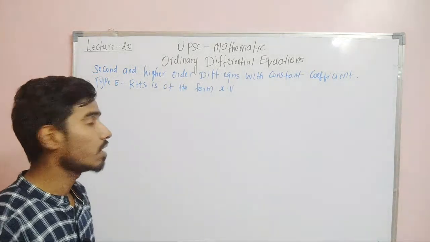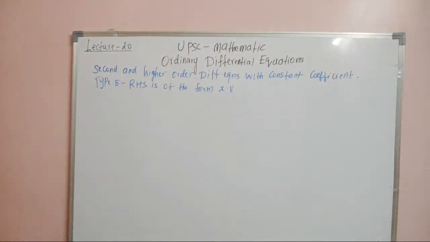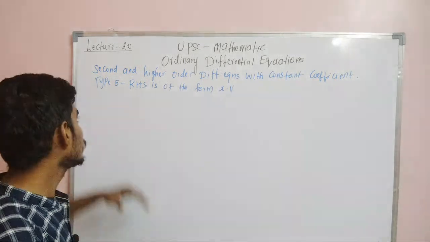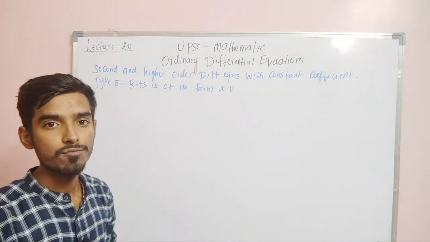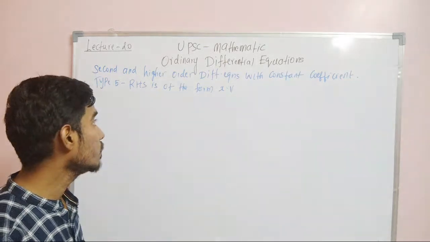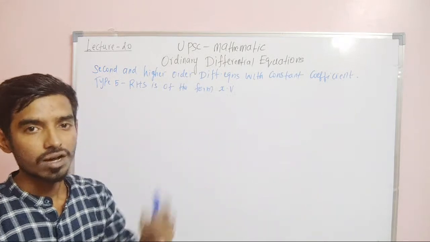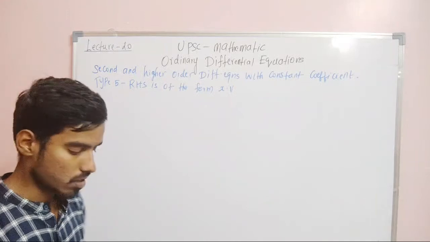For the last 10 videos we have been solving problems based on second and higher order differential equations with constant coefficients. So far we have completed type 1, type 2, type 3, type 4. Just recall that we will have a second order differential equation with constant coefficients, and the RHS will be different.